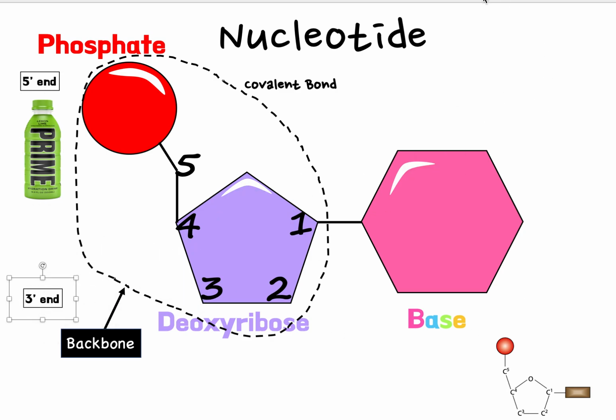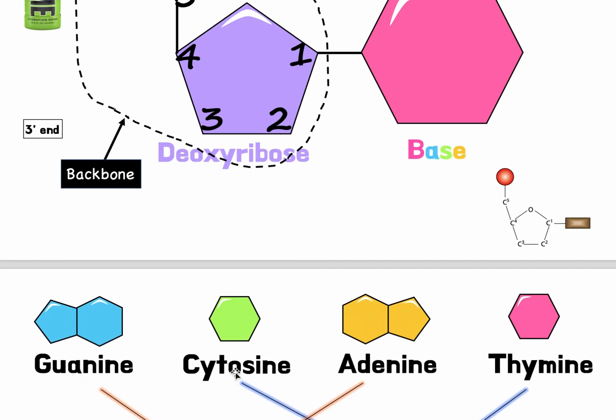So that's it for what we need to know about a nucleotide. We need to know these different things that make it up. We need to know what the backbone is. We need to know about this bond, and we need to know the top and the bottom, also known as the 5' end and the 3' end, because that'll matter a bit more later. Okay, so let's keep moving.